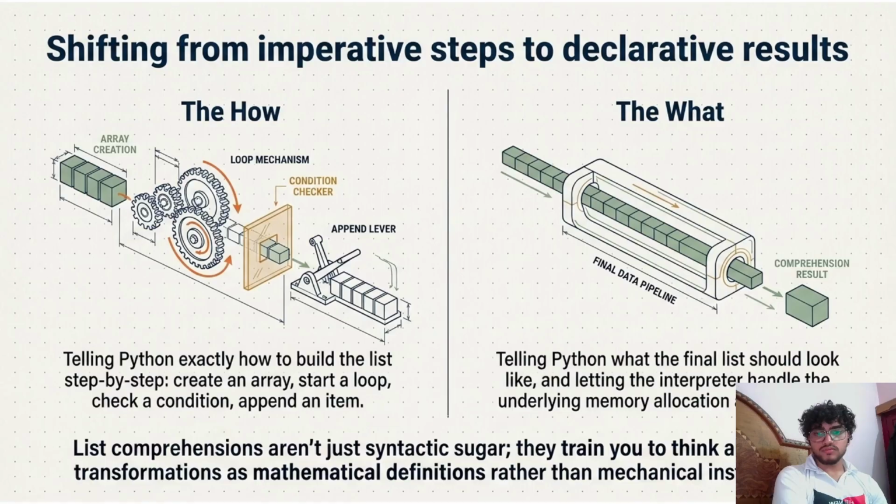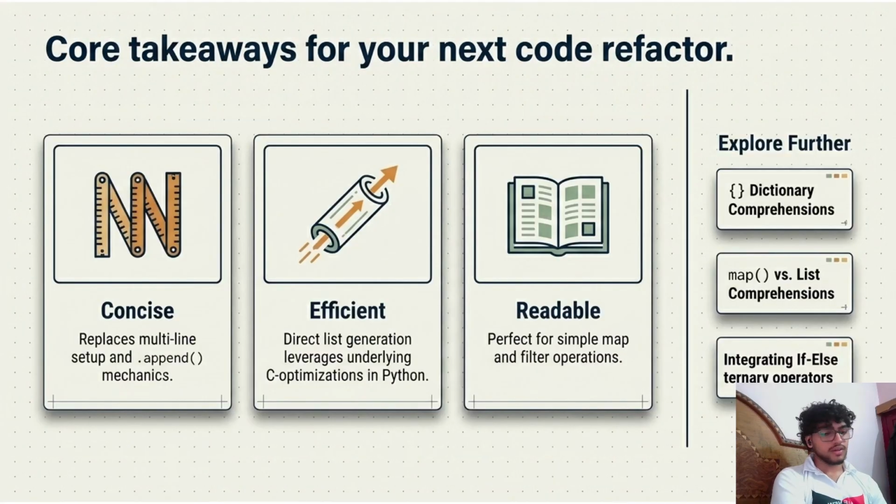Now, the main takeaways are that list comprehensions are concise, efficient and readable. If you want, you can use map functions. You can learn map functions, and how to integrate if-else and the ternary operator.